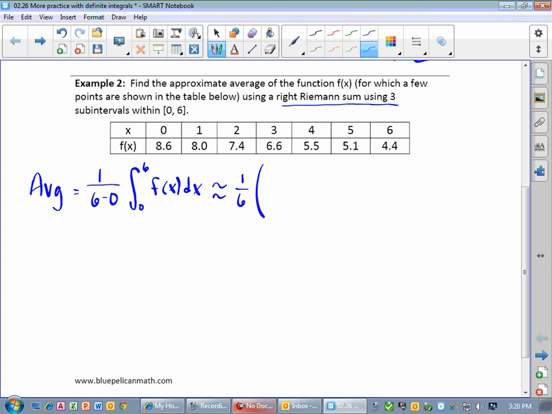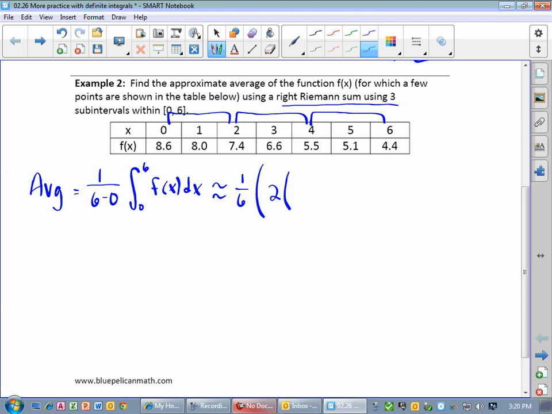1/6 times, and now we'll do a right Riemann sum. We're going to use a right Riemann sum with 3 subintervals. So how wide is each interval going to be? It's going to be 2. We go from 0 to 6, so that's 6 divided by 3, so each one is 2. So 2, 2, and 2. So that's our delta x, 2.